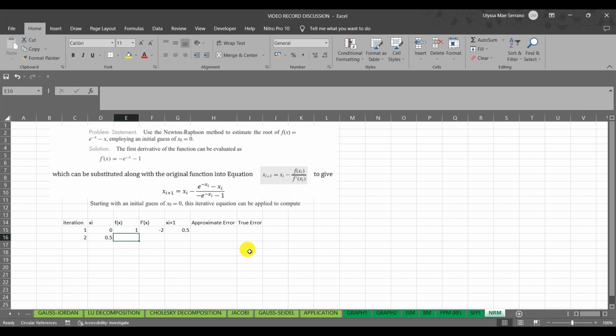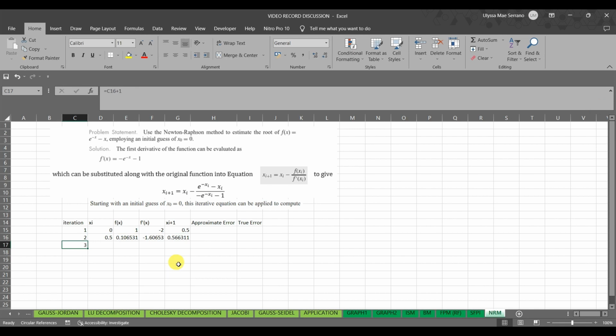And same process for the given function. So this is simply e raised to negative x minus x. And for the first derivative, negative e raised to negative x minus 1, and applying the Newton-Raphson formula by substituting the function of x sub i all over the first derivative of the function at x sub i, we will have here the value of x sub i minus the function of x sub i all over the first derivative of the function at x sub i.